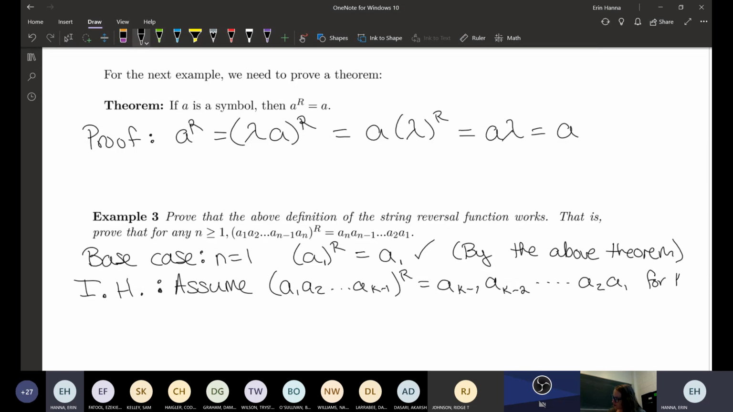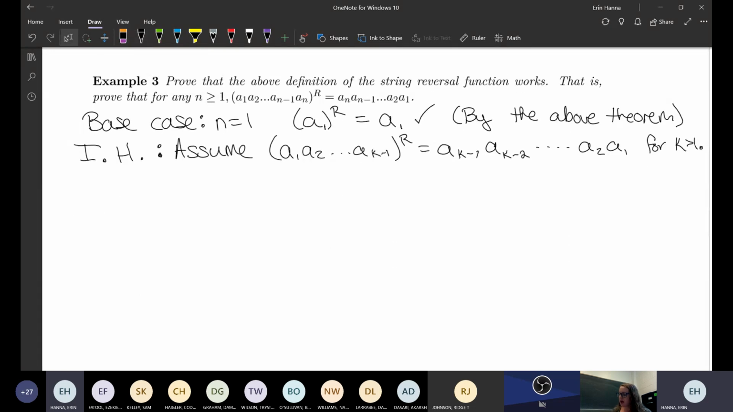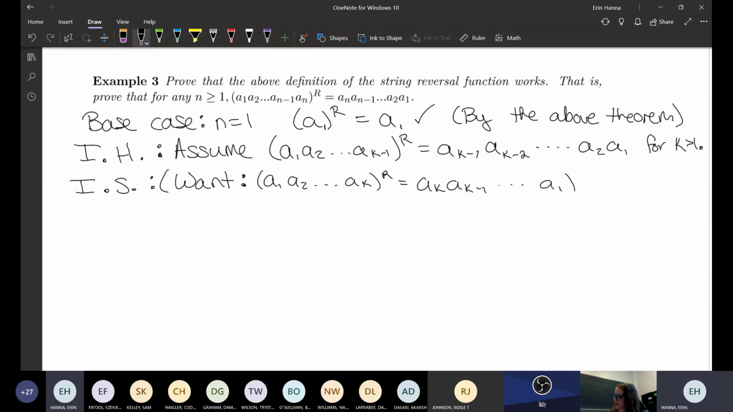And in our proof verbiage, we have to assume that this is true for k greater than 1. So now once we get to our inductive step, again, let me write down what we want. You don't usually have to do this piece, but just to remind us what we're looking for. We're looking for a sub 1 all the way up to a sub k, reversed, to be equal to a sub k, a sub k minus 1, all the way down to a sub 1. So that's what we're looking for.